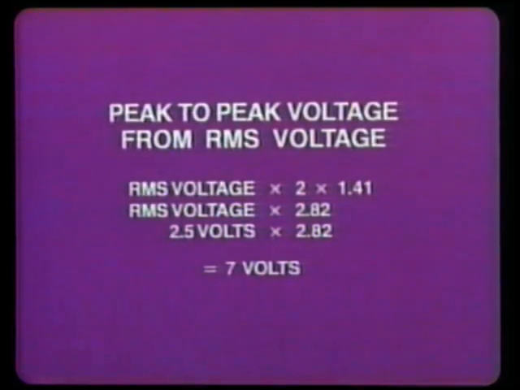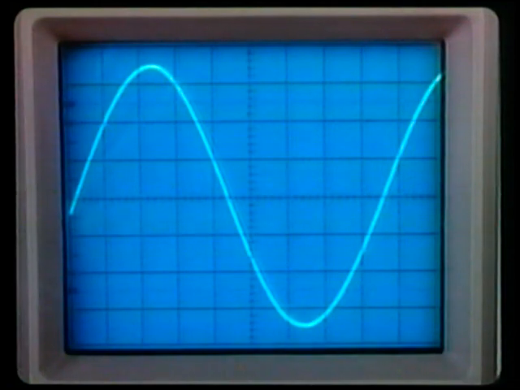You can also find the peak-to-peak voltage from the RMS voltage by reading the AC voltmeter. Since the peak-to-peak voltage is twice that of the peak voltage, multiply the RMS voltage by 2 times 1.41, or 2.82. If the RMS voltage is 2.5 volts, you can calculate the peak-to-peak voltage by multiplying 2.5 volts by 2.82. When rounded off, this equals 7 volts. The answer of 7 volts agrees with the waveform.